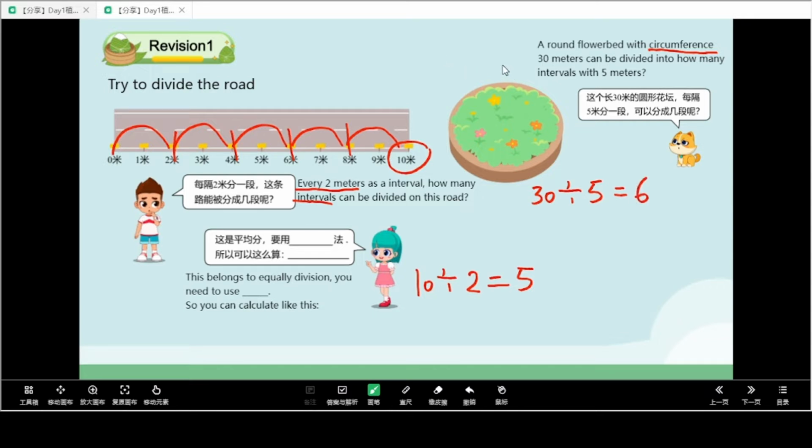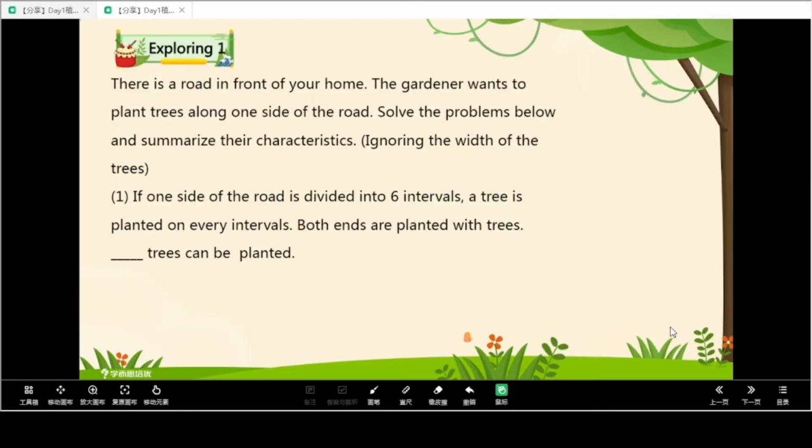Let's check. How can we divide the flower bed? 1, 2, 3, 4, 5, and 6. We got 6 intervals with 5 meters each. This is called an interval. So we can conclude that no matter whether the road is straight or it is a round flower bed or any other round object, we can use the division method to find the number of intervals. After knowing this, we can continue to the next page.